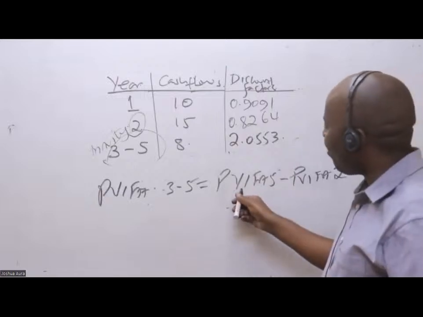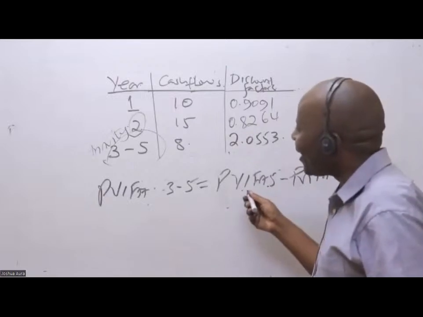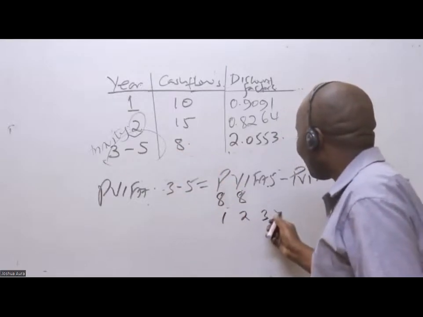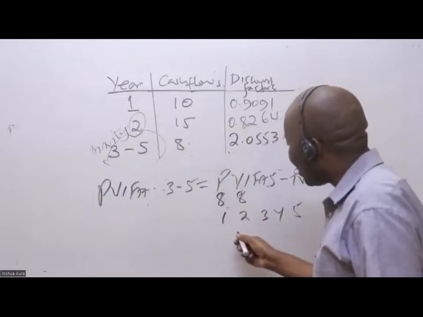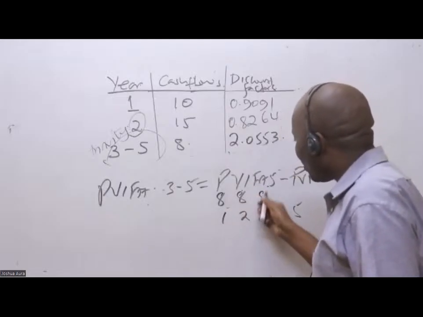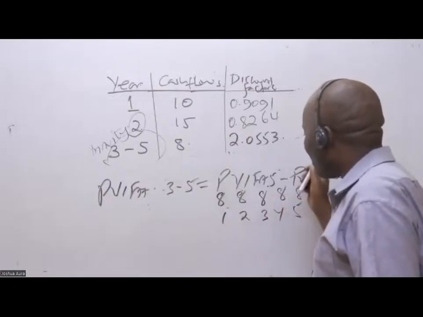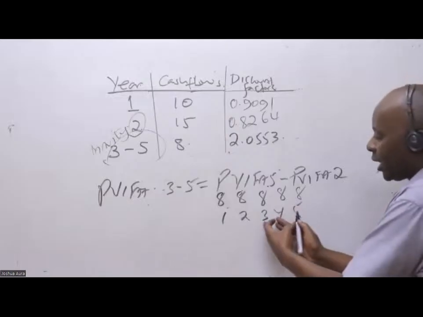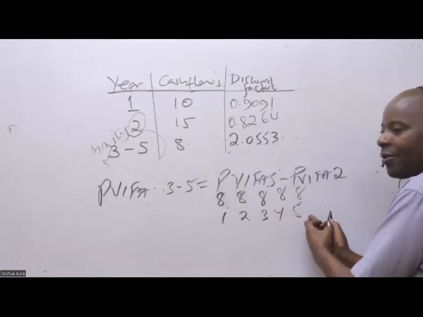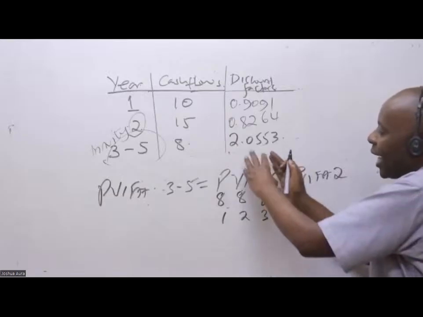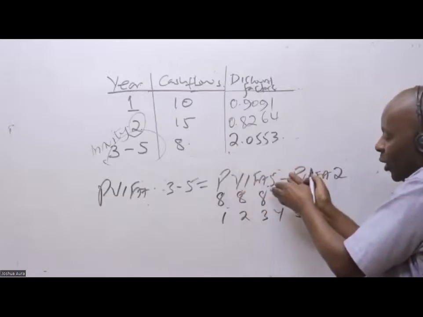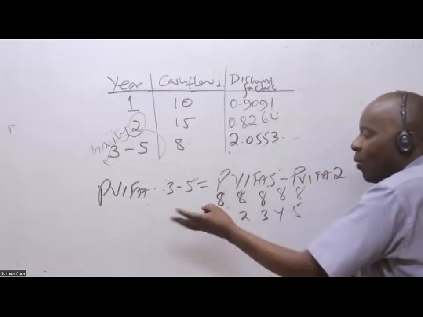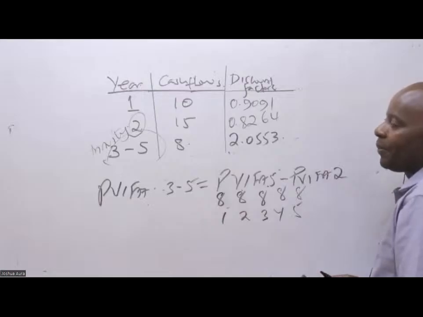When you say PV for 5, what does that mean? You are assuming the first year was 8, the second year was 8, the third year was 8, the fourth year was 8, the fifth year was 8. Yet I want to be left with years 3 to 5. So I assume I had these 5 annuities, but I know I'm supposed to subtract PV for the first 2. They are unwanted.